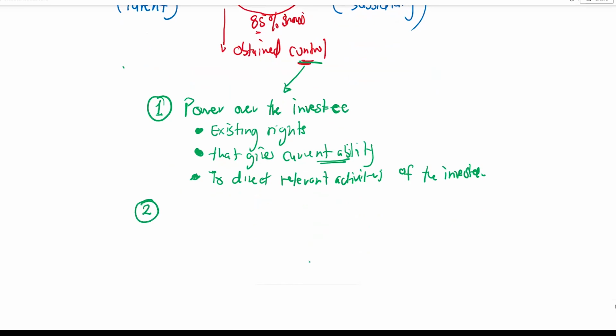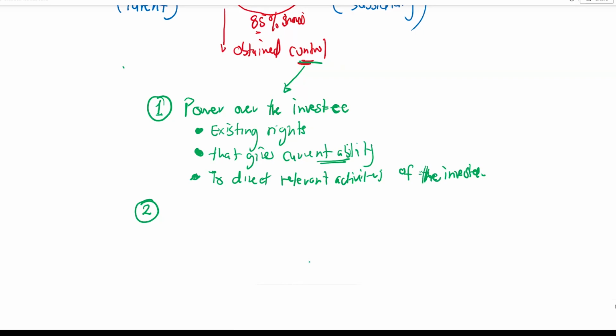Number two. So in other words, we're still talking about control. To have control over a company, over a subsidiary company, you first of all have to have power over the investee. And to have power, you need to have existing rights that give current ability to direct relevant activities of the investee. Okay, my handwriting. Right. Please bear with me.